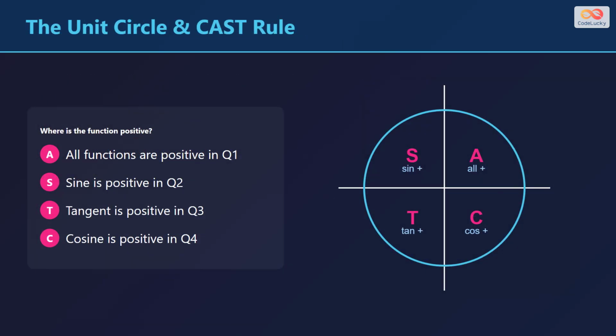A crucial tool we use is the unit circle and the cast rule. This rule tells us where each function is positive. In quadrant 1, marked with an A, all functions are positive. In quadrant 2, only sine is positive. In quadrant 3, tangent is positive. And in quadrant 4, only cosine is positive.